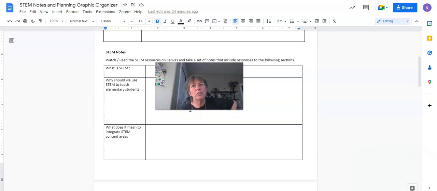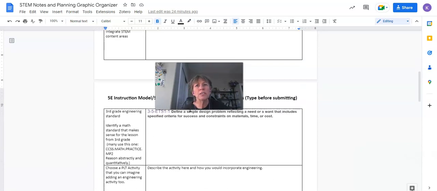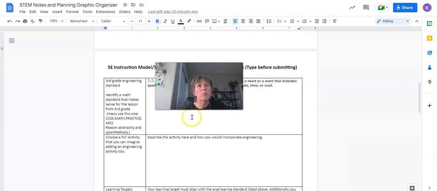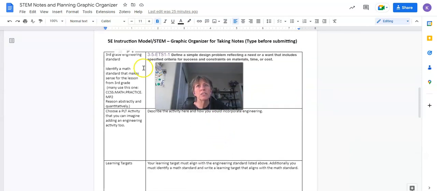Additionally, why should we use STEM to teach elementary students, and what does it mean to integrate STEM content areas? And then you're going to start planning your lesson. Here I've already identified the engineering standard that you're going to be using, but you are going to identify a math standard. Before you can do this, you need to go to your Project Learning Tree text.